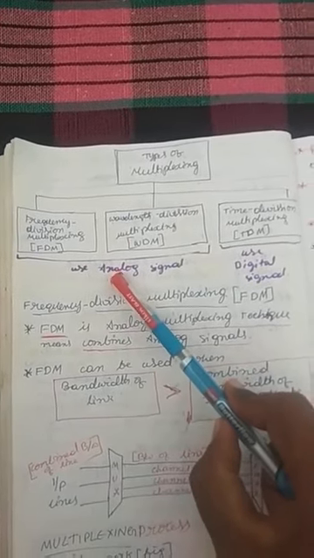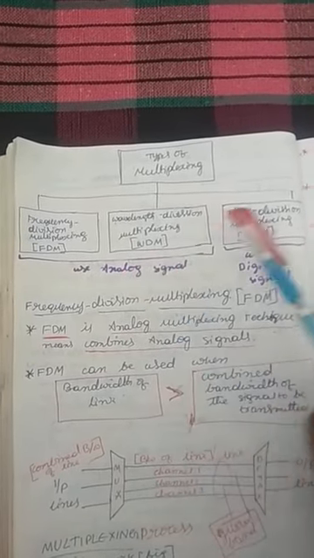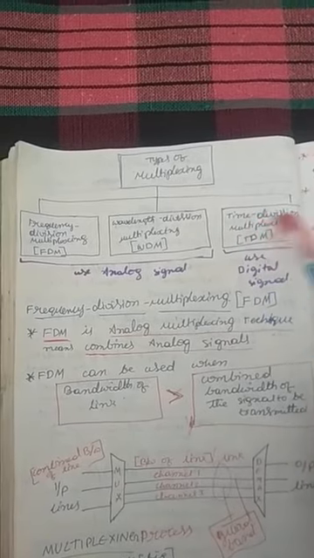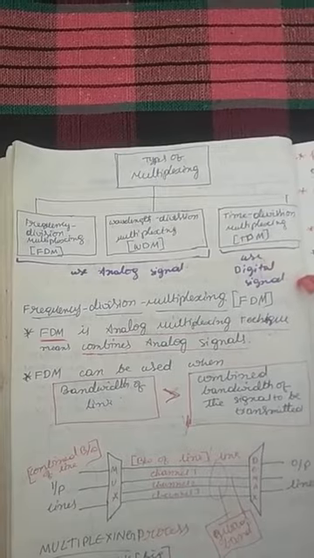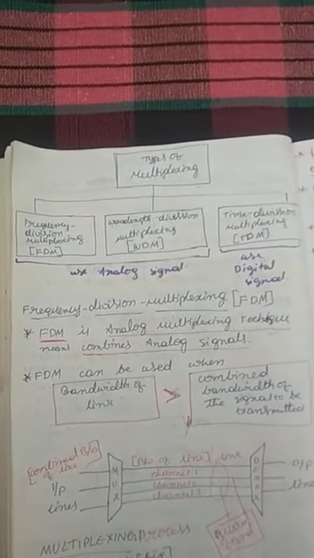It takes the input as an analog signal. Next one is time division multiplexing. It takes input as a digital signal.